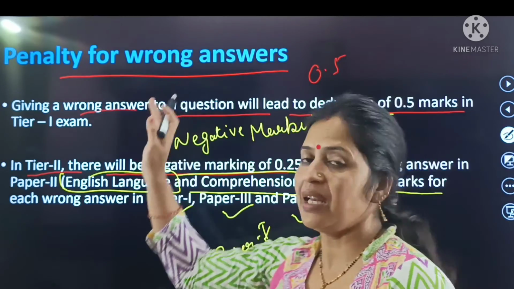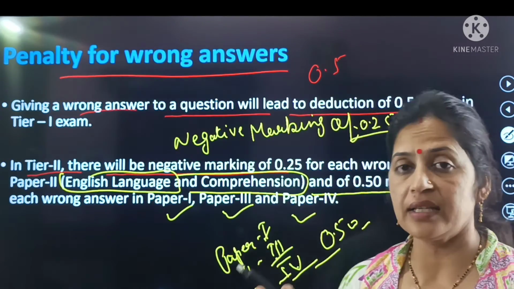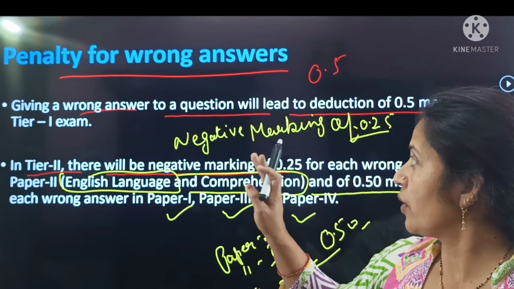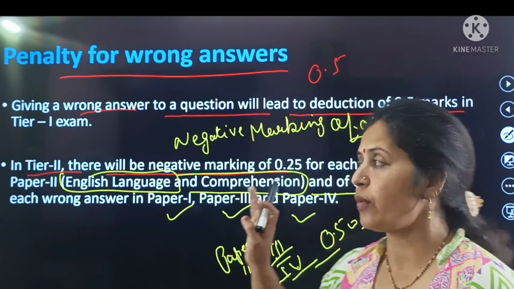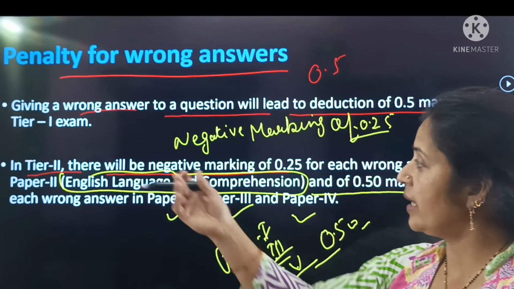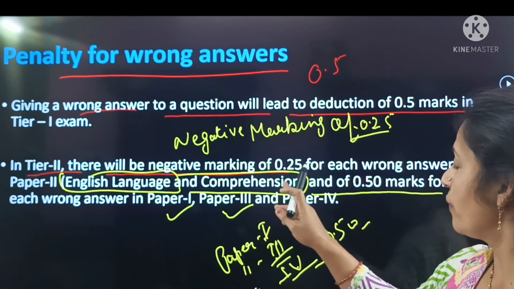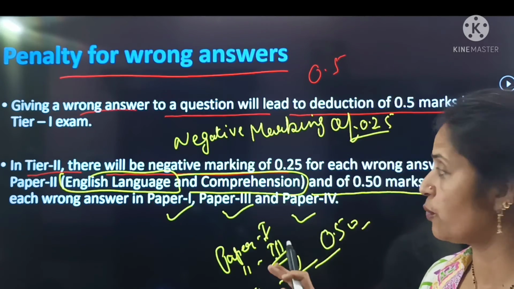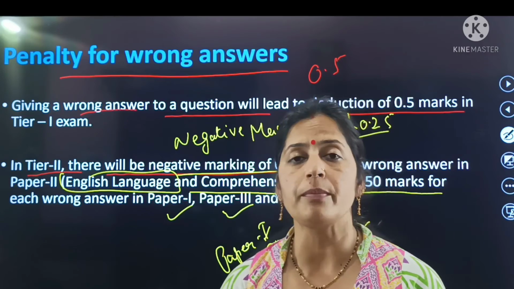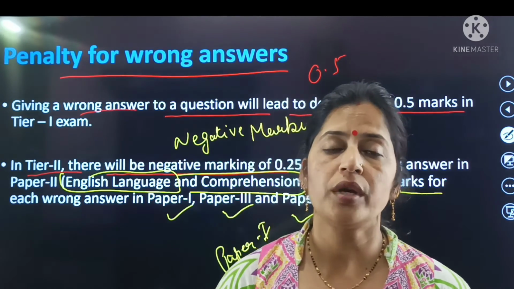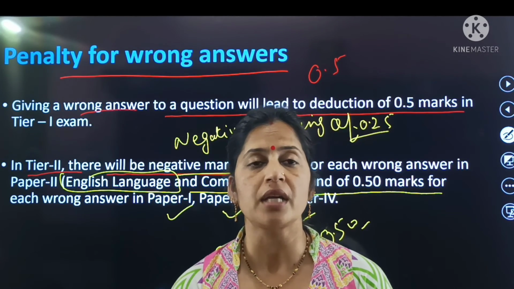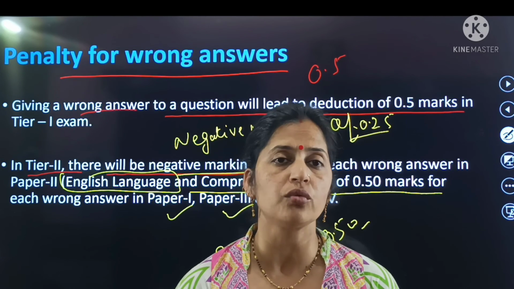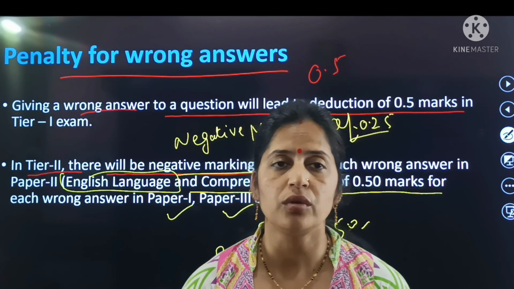So this is the penalty for the wrong answers done by the candidates. In tier 1 exam, giving a wrong answer will lead to the deduction of 0.5 marks, and in tier 2 there will be negative marking of 0.25 for each wrong answer in paper 2, English language and comprehension, and 0.50 marks for each wrong answer in paper 1, paper 3 and paper 4. So here we complete the most important tiers, that is tier 1, tier 2, tier 3 and tier 4 for your SSC CGL exam 2022. So once again good night to all the students.